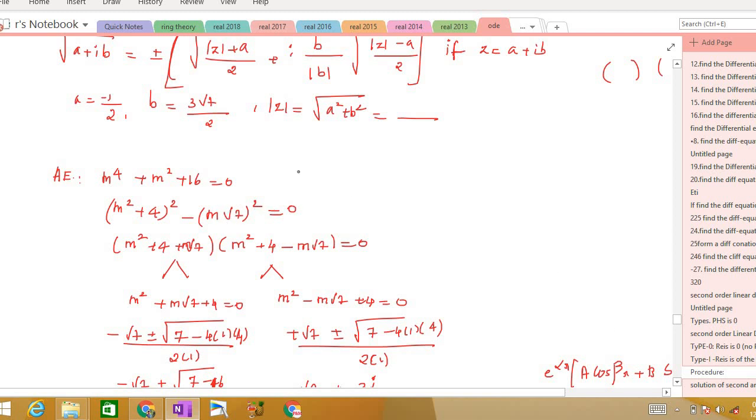In the same way I'm going to write this equation also. So here we have m power 4 plus m square plus 1 is equal to 0.